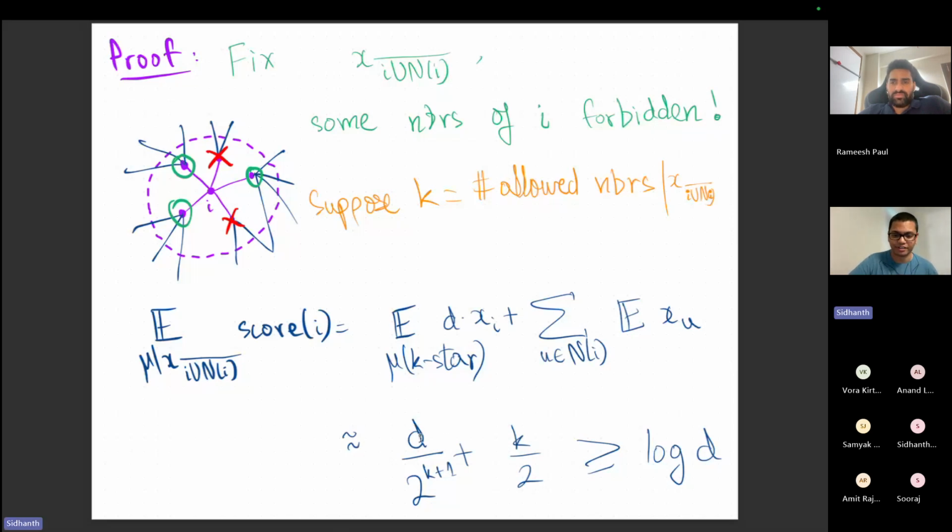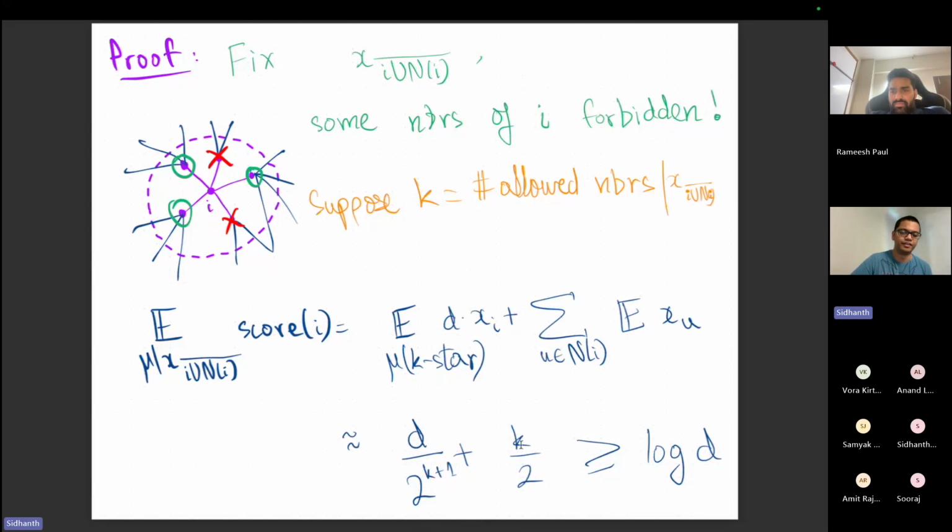Okay, so if I do choose the center vertex, this happens with probability roughly 1 over 2 to the power k. So the expected contribution of this d times xi part of the score is d over 2 to the k. But if I don't choose the center vertex, I'm choosing a uniform subset of my k neighbors, and you're going to choose roughly half of them. So the contribution of those is k over 2. Now I claim for every integer k, this function here is always at least log d, maybe up to a constant.